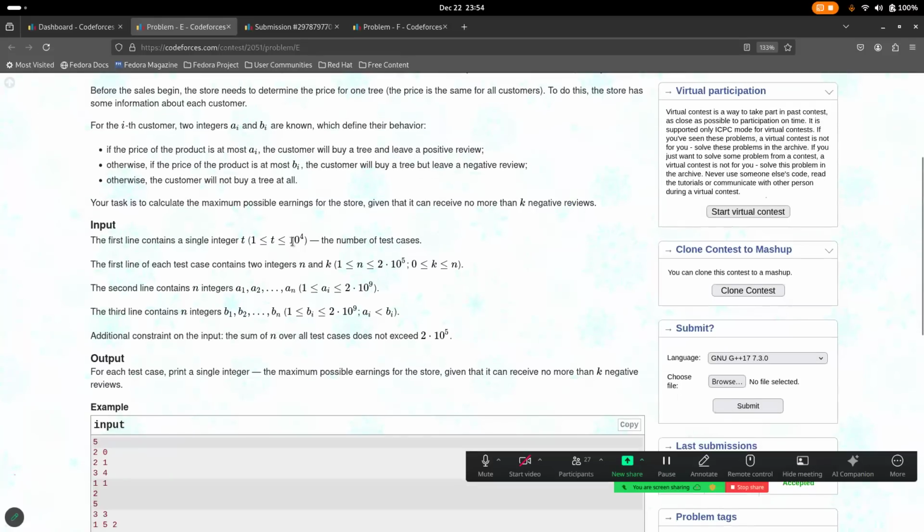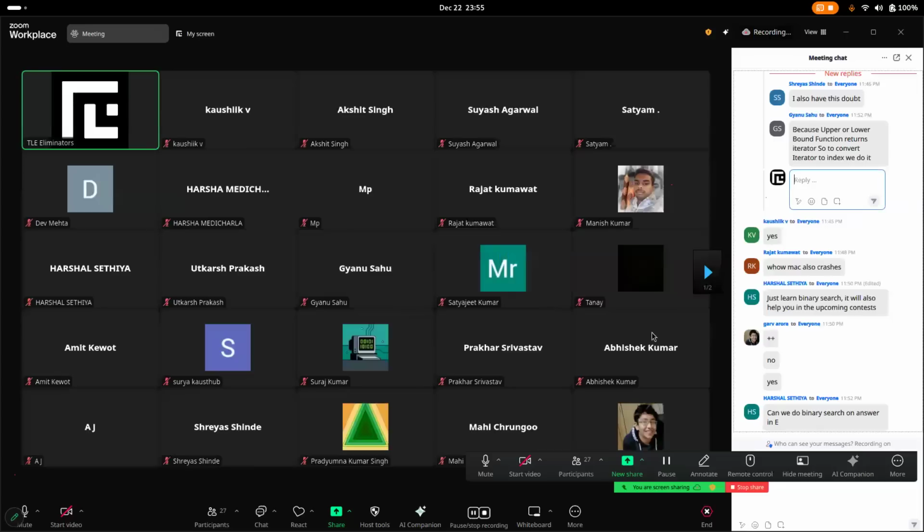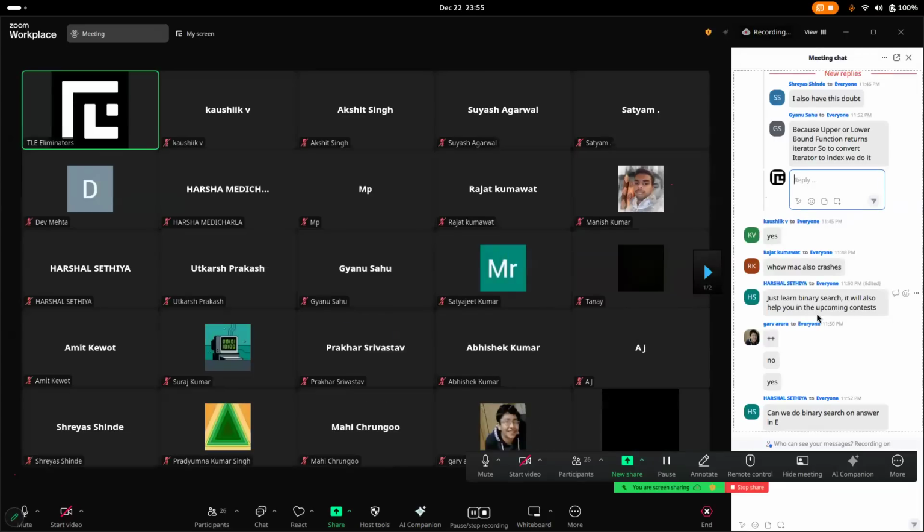And the constraints were: T, the number of test cases, was up to 10 power 4. The number of customers N was up to 2 times 10 power 5, even summed over all test cases. And the max negative reviews K was from 0 to N. A of I was from 1 to 2 times 10 power 9, and B of I was also from 1 to 2 times 10 power 9. And we were given that A of I is strictly less than B of I, meaning that the max price where the customer will buy giving a positive review was less than the max price where the customer would buy giving a negative review. Can we do binary search on answer in E?